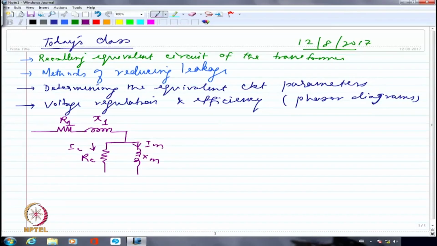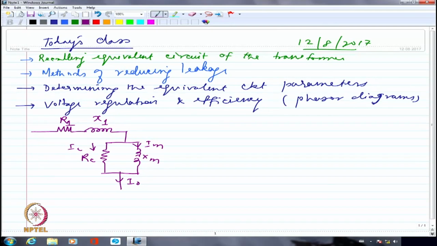If I may call this as IM, together it makes up for I naught, which is the no load current. And this is going to have a very, very bad power factor, because the magnetizing current will dominate over the core loss component of current. The magnetizing current is reactive in nature and the core loss component of current is real, and because core loss component of current is very, very small, invariably the power factor will be pretty bad for a transformer under no load condition.